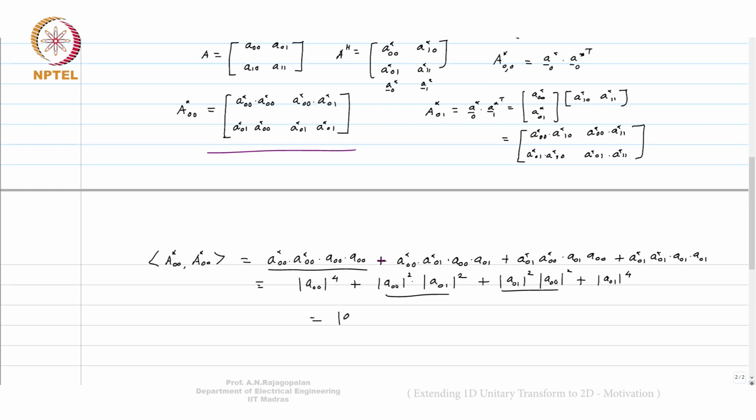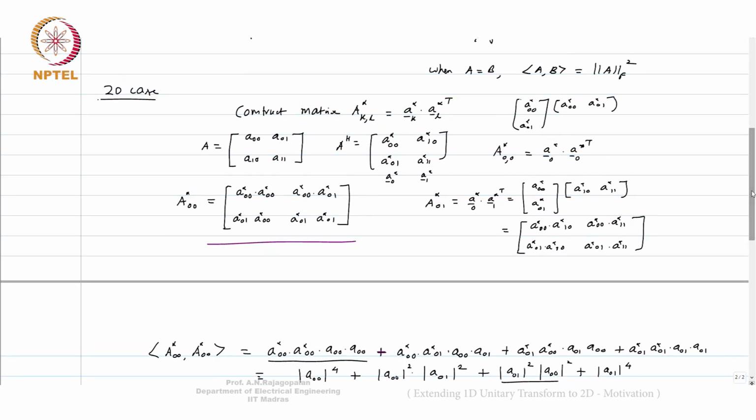So this is magnitude A naught naught to the power 4 plus 2 magnitude A naught naught square into magnitude A naught 1 square plus magnitude A naught 1 to the power 4. This is nothing but magnitude A naught naught square plus magnitude A naught 1 square, the whole square. Correct. But we know that magnitude A naught naught square plus magnitude A naught 1 square is the norm square of A naught star, because A naught star is sitting here. This is what we called A naught star.